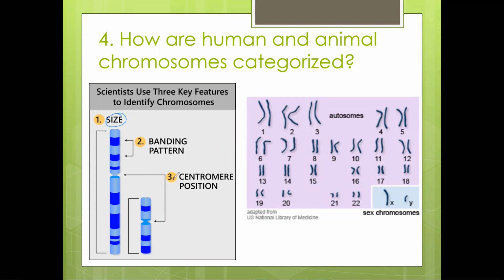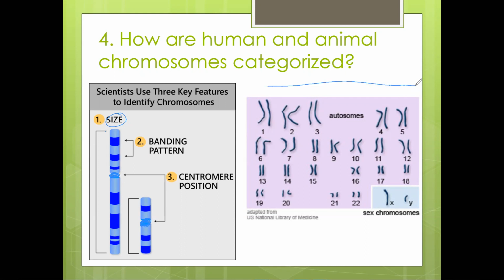And then the third way that we categorize them is the position of the centromere. So again, the centromere is here and here in this little diagram. Some chromosomes look very, very similar, but their centromeres are in a different position. So that's one way we can tell the difference.